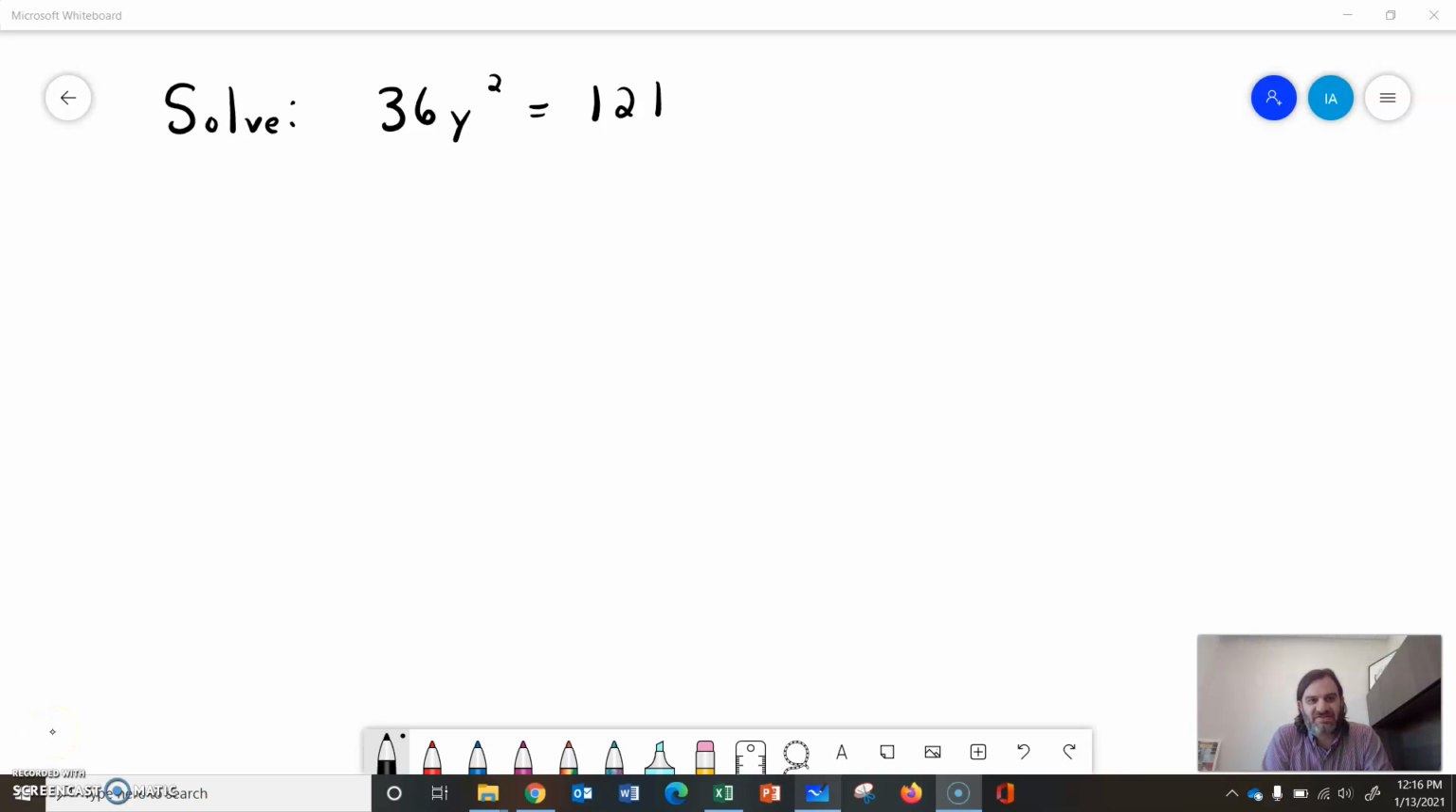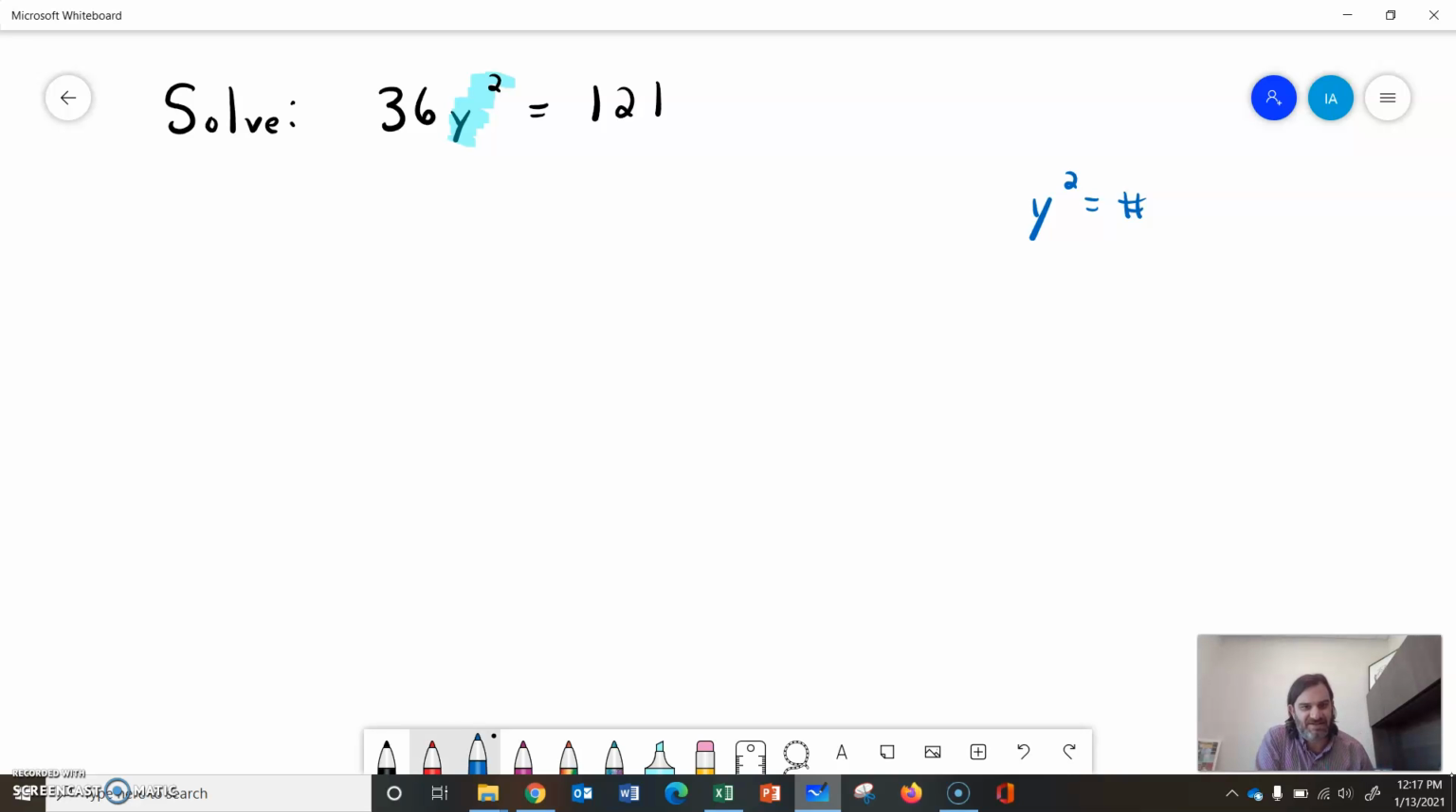Hey, here we're going to solve a quadratic equation. It is 36y squared equals 121. And this is a pretty good candidate for the square root principle because we have this y squared term without a y term. And that means that we might have the possibility of getting it as something like y squared equals a number. So that's what we need to do first, which means get that square part by itself.